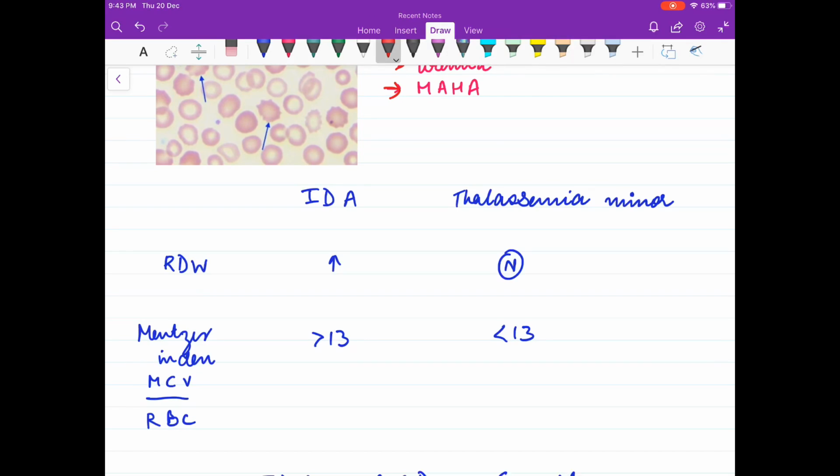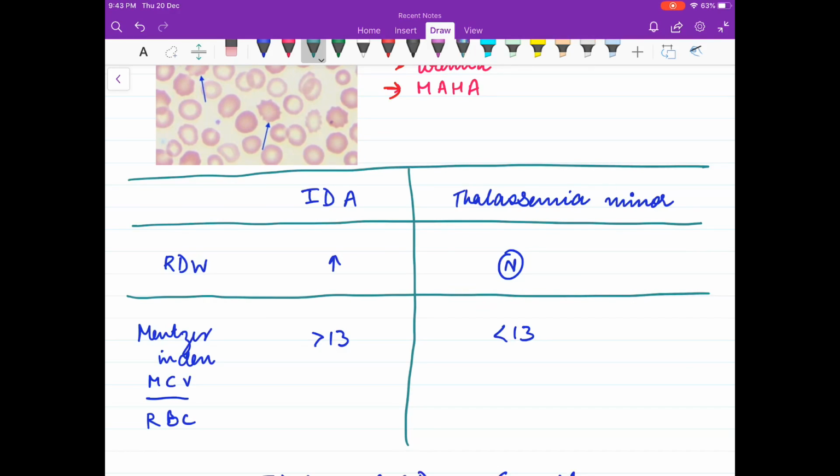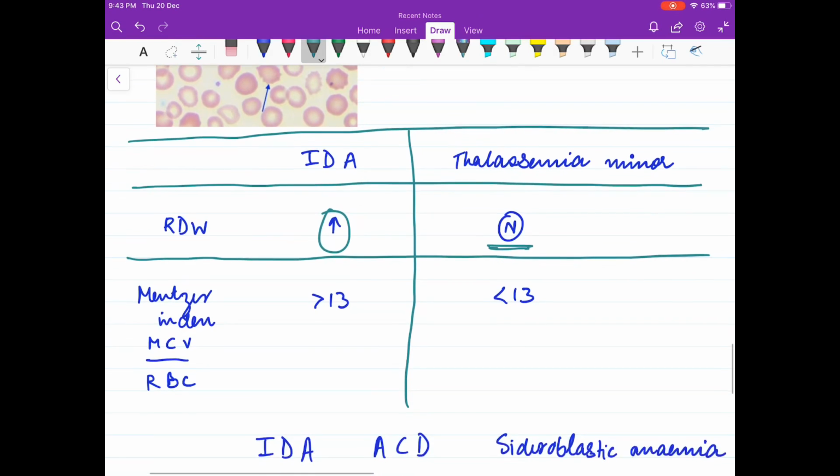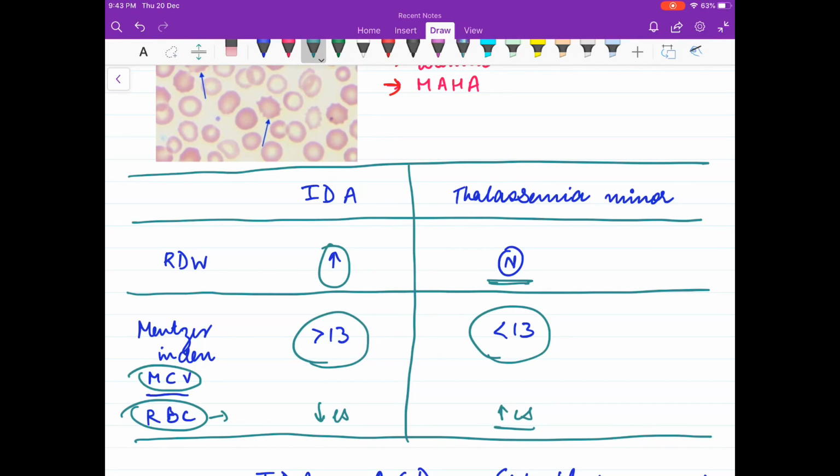Now friends, we will discuss the differences between iron deficiency anemia and thalassemia minor. One point we have already discussed: the red cell distribution width is increased in iron deficiency anemia and it is normal in thalassemia minor. And Mentzer index. What is Mentzer index? Mentzer index is MCV by RBC. So as the number of RBC decreases in iron deficiency anemia, the Mentzer index is more than 13, and the number of RBC increases in thalassemia minor, so Mentzer index is less than 13.